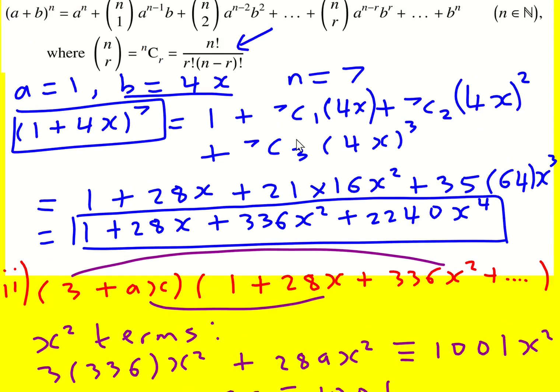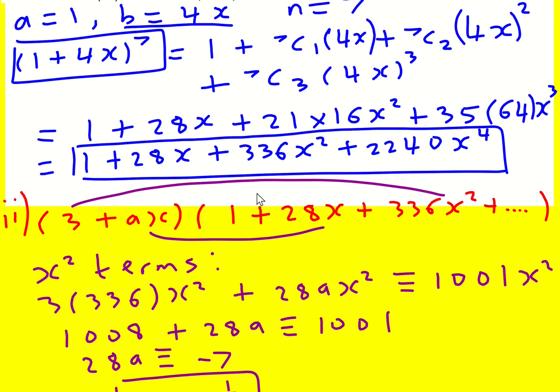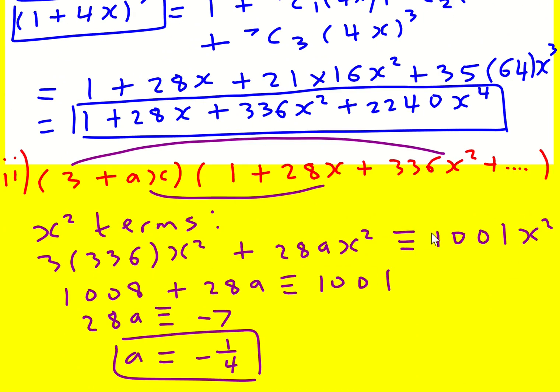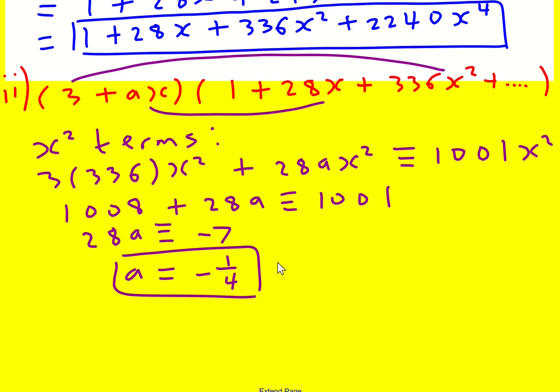I've used my expansion from part 1, absolutely essential. I've looked at how I can get the x squared terms. I've got them, I've added them together because that's what you would do. I've essentially set it identical to this 1001 x squared because I'm told the coefficients, and then I've set the coefficients equal, like this plus this is equal to this, and I've solved the equation.